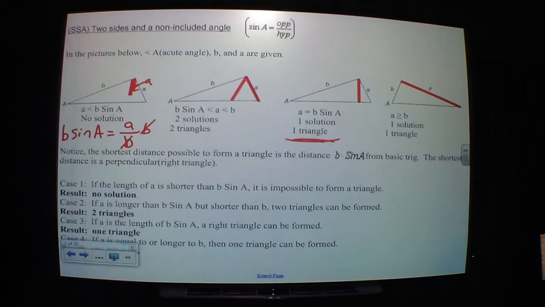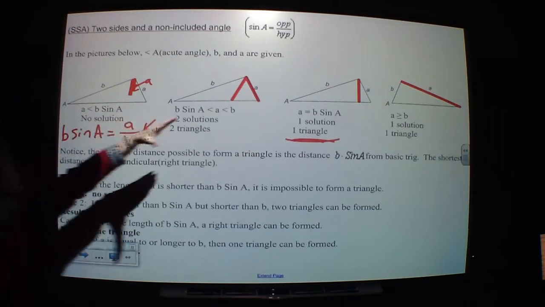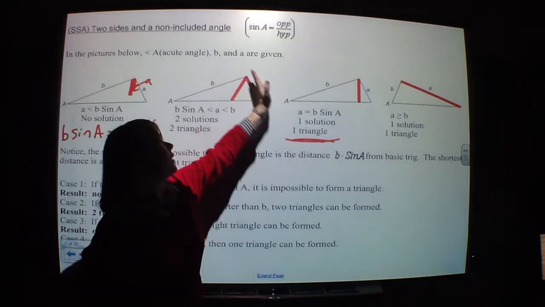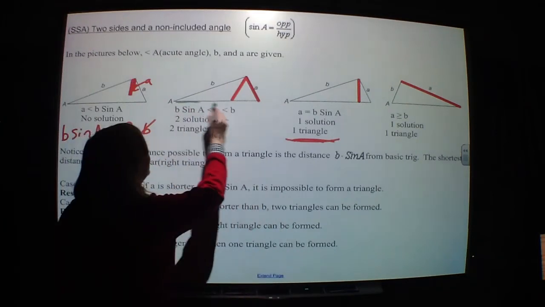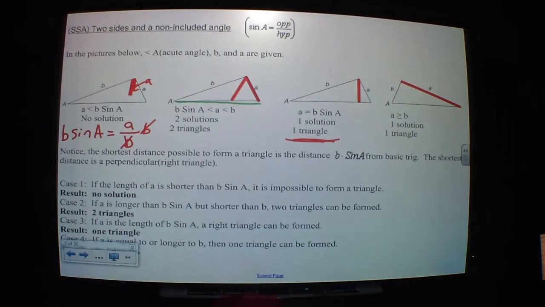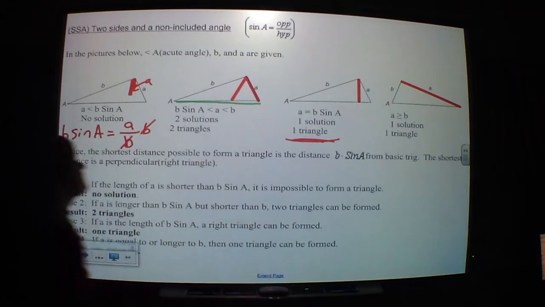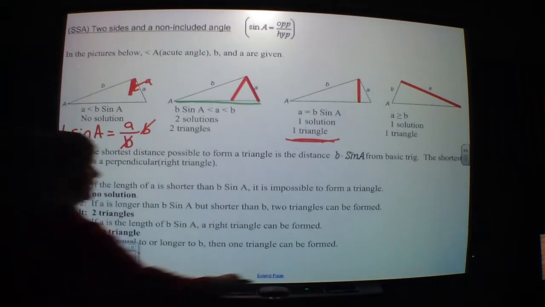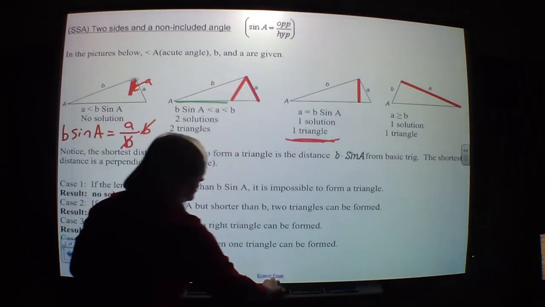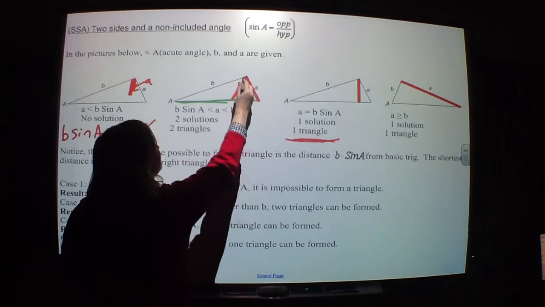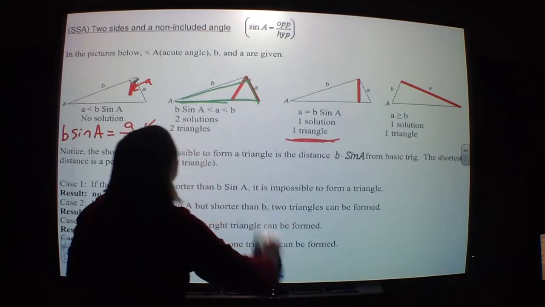If your A was greater than this B sine of A, but less than this length right here, this side A could swing in, like this, or it could swing out. This line is not given. You don't know how long that is. Okay? So it could swing in, and if it swung in, your triangle would look like that. Or it could swing out, and your triangle would look like this. So that would be two solutions.